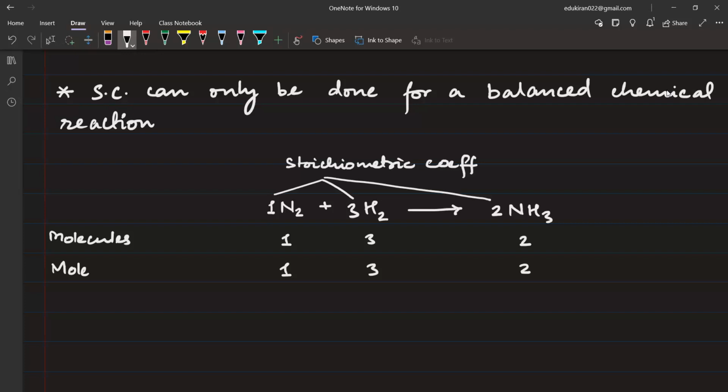Now, this is something in terms of moles. Sometimes you will be given particles. Particles, molecules, all of these are the same thing only. So you don't have to worry. When you have been given particles, then particles means molecules only.